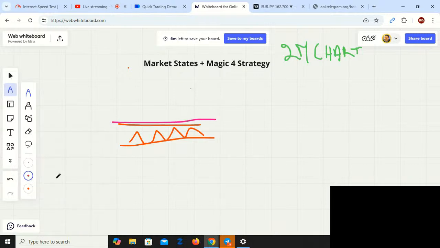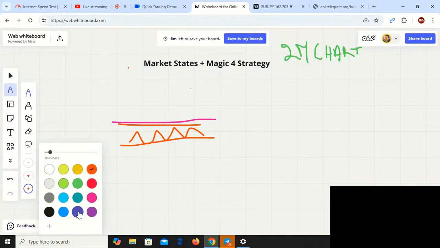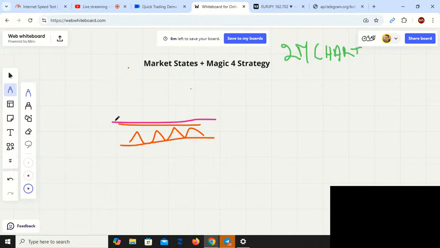It should be somewhere over here. And you have your 20. This is the 200. Now you have your 20 moving average. So you have your magic 4. You are in a narrow state. All right. You have your rectangle over here.